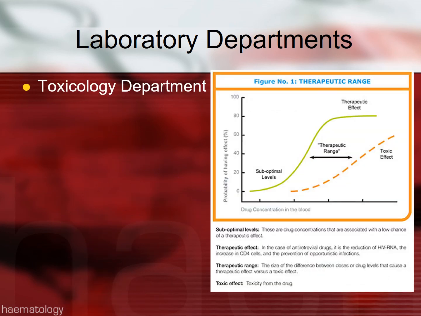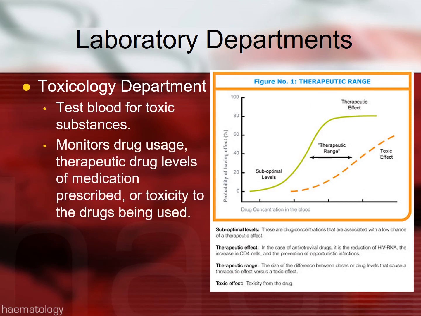Then we also have the toxicology department. Now, they test blood for toxic substances. They also monitor drug usage, therapeutic drug levels of medications prescribed, or even the toxicity of the drugs being used. What that means is that if a patient is on certain types of medication and the doctor wants to be able to determine if that medication is working properly for the patient, whether we have to increase the dosage or even decrease the dosage, then we have to draw the blood and bring it back so that they can run the proper test to determine if the patient's medication is working correctly for them, or if any changes need to be made to the medication.